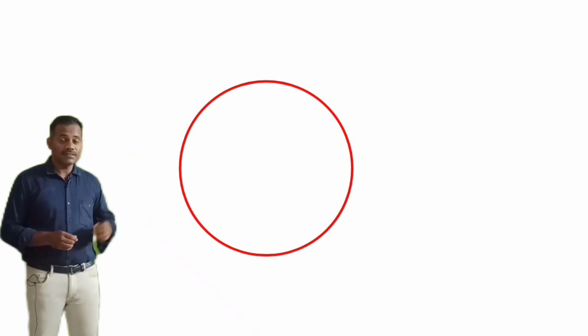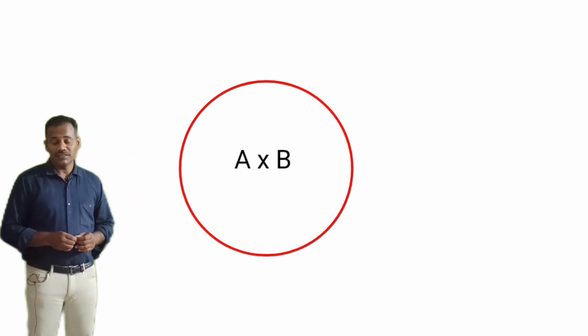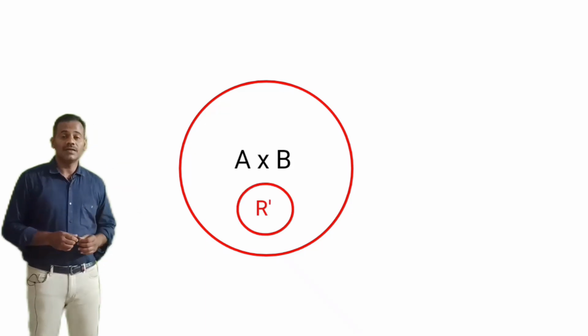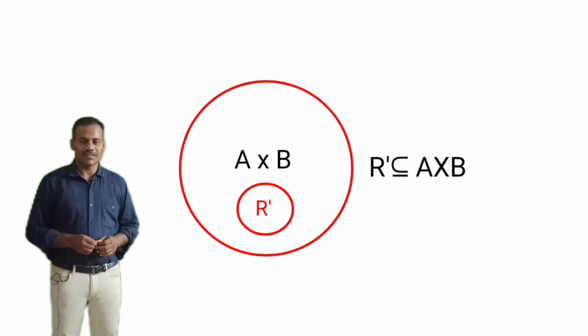A circle represents the set of all the elements in the Cartesian product of A cross B, in that R dash is a part of it. So R dash is a subset of it.